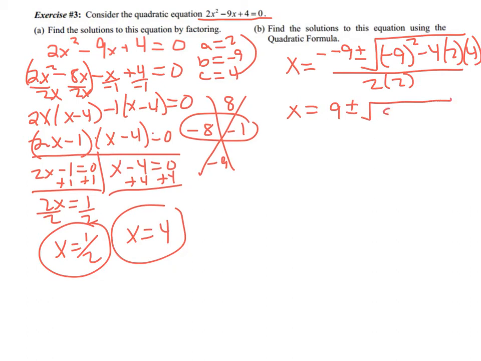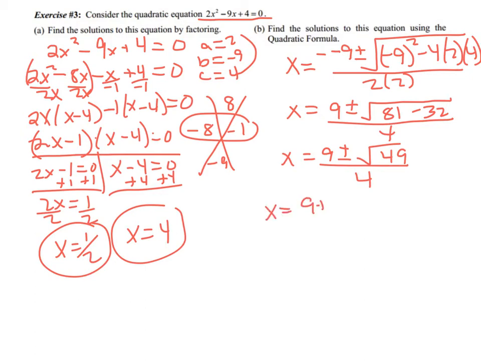the square root of 81, and we've got what? Minus a 32, all divided by 4. So x is equal to 9 plus or minus the square root of 49 divided by 4. So we basically have x is equal to 9 plus the square root of 49, which is 7, divided by 4. And the other one is x is equal to 9 minus the square root of 49, which is 7, divided by 4.